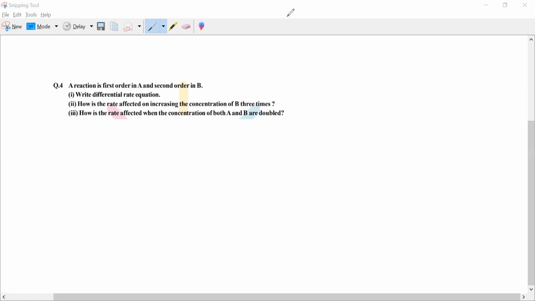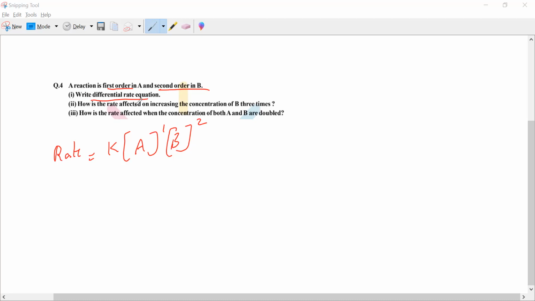Yes. So the next question. A reaction is first order in A and second order in B. Write the differential rate equation. That is my first one. First order in A and second order in B. So how do I write the rate equation here? Generally the rate is nothing but K, correct? This is my A power 1 and B power 2. That's it. So this is done.